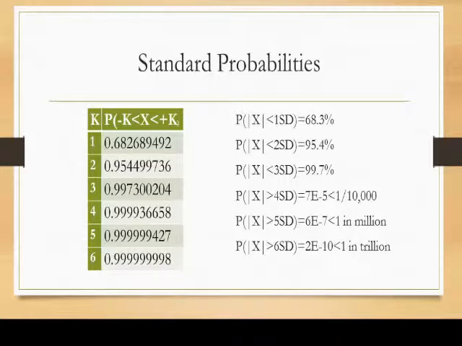Now numbers get very bad as soon as you go up. So x greater than 4 SD is 7 e to the minus 5, which is less than 1 in 10,000. At 5 SDs you are at 1 in a million, and 6 SDs you are at 1 in a trillion. In business they call it Six Sigma quality control, which means that basically your probability of defects should be 1 in a trillion. Now these numbers have meaning.